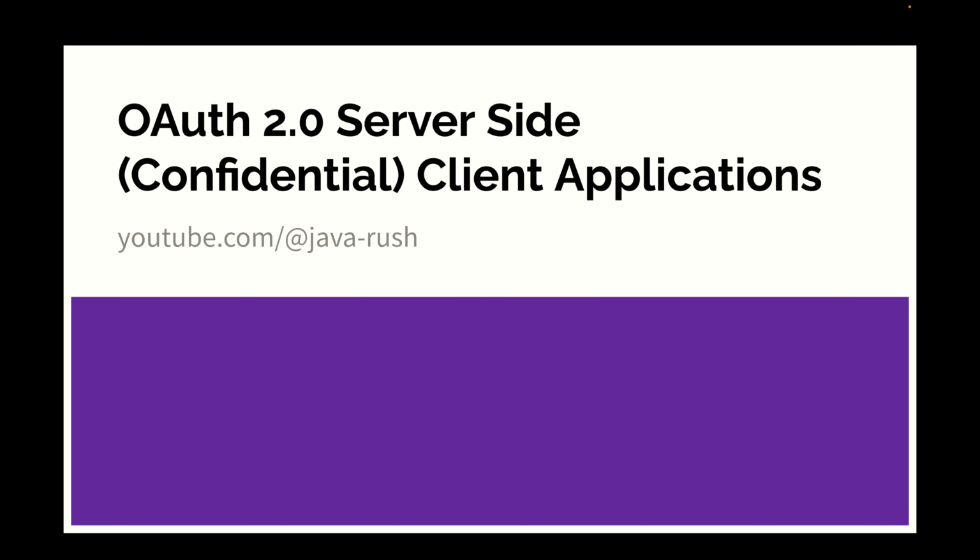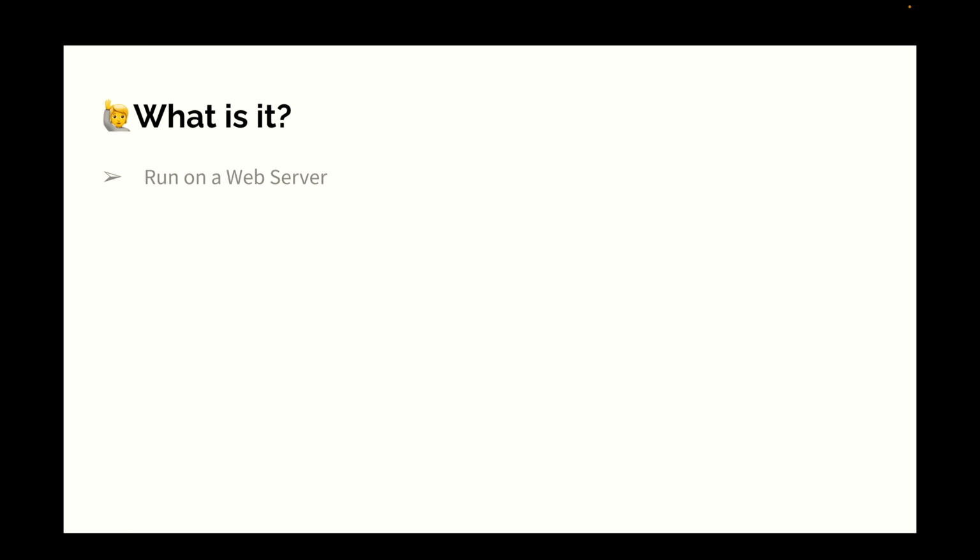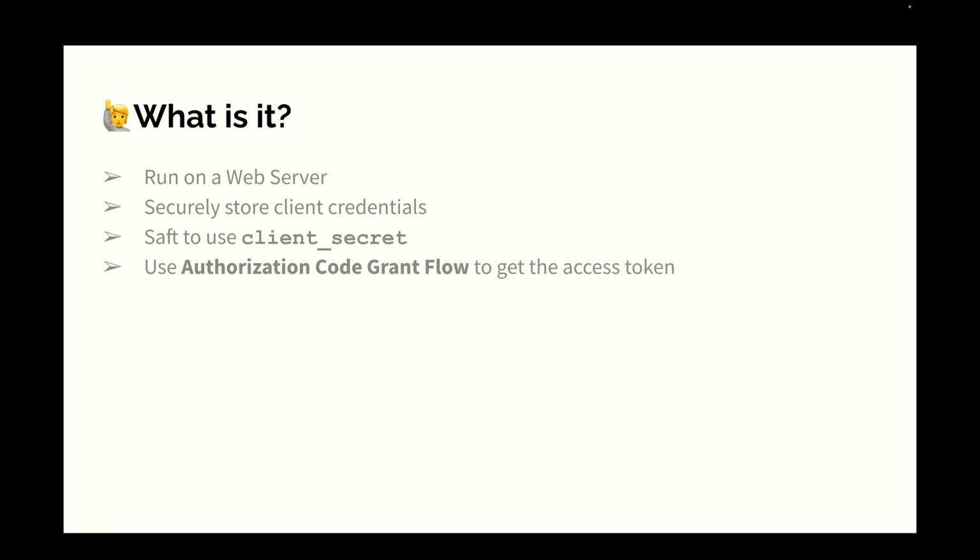Hi everyone, welcome to the second video of this playlist where we will look at confidential client applications or server-side client applications. So this is an application which runs on a web server. So it is safe to use client secret in these kinds of applications. And these applications generally use authorization code grant flow to get the access token from the authorization server.